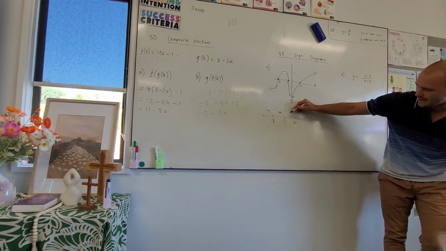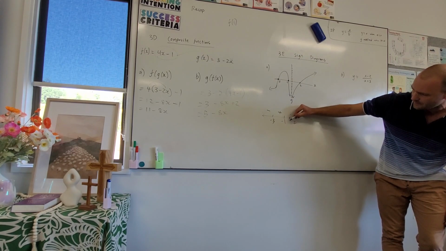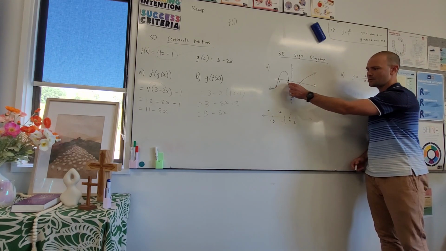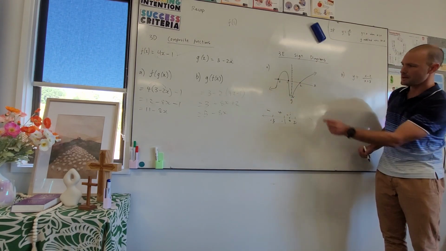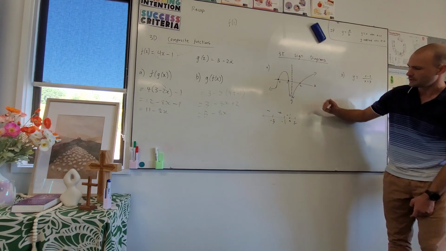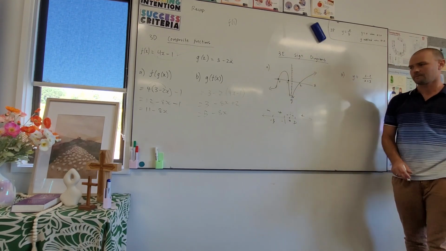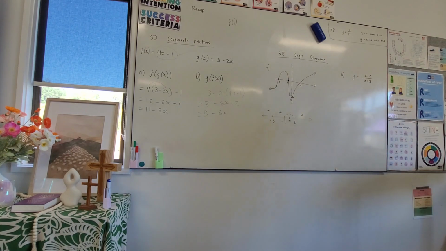The asymptote is at x is 0. There's the asymptote. Now, in between minus 1 and the asymptote, it's negative. In between the asymptote and the root, it's negative. And then after that root, it is positive. So that's how we draw the sign diagram from a graph. I think that was a pretty okay skill that we started with.